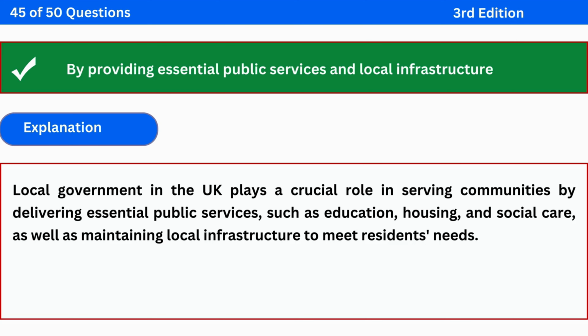The correct answer is by providing essential public services and local infrastructure. Explanation: local government in the UK plays a crucial role in serving communities by delivering essential public services, such as education, housing, and social care, as well as maintaining local infrastructure to meet residents' needs.